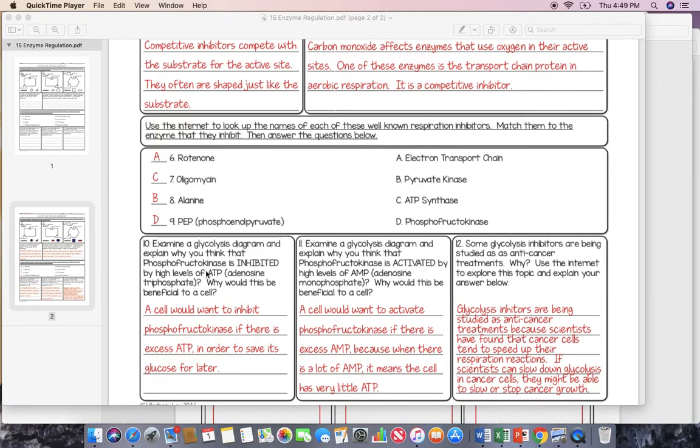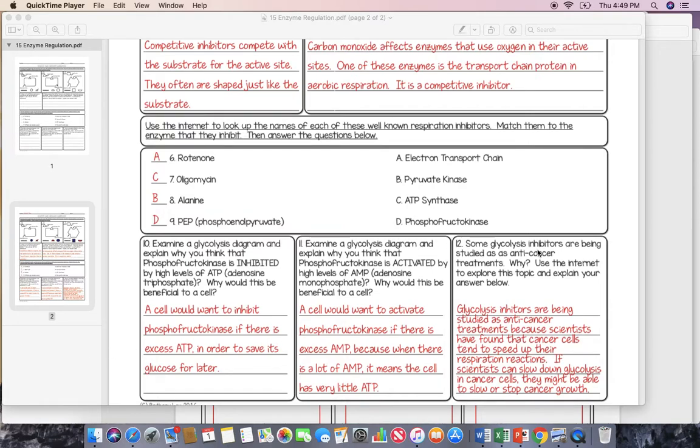Okay, number 10, examine a glycolysis diagram and explain why you think that phosphofructokinase is inhibited by high levels of ATP. Why would this be beneficial to the cell? So a cell would want to inhibit phosphofructokinase if there is excess ATP so that it can save its glucose for later.